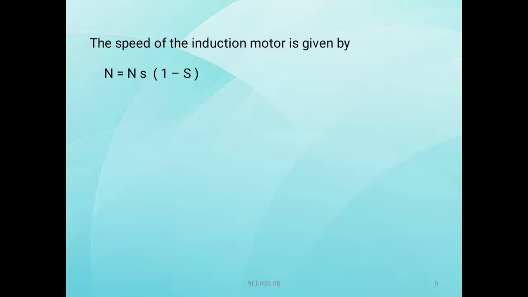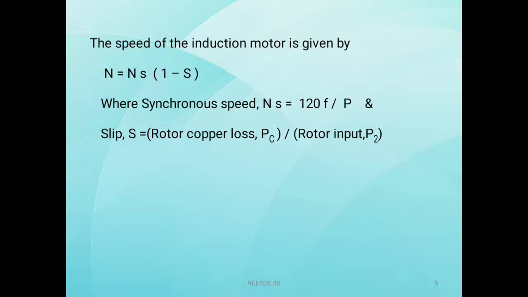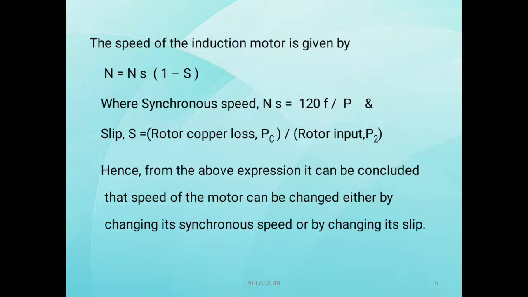The speed of the induction motor is given by N is equal to Ns into (1 minus S). Here N is the speed of the motor and Ns is the synchronous speed of the machine, and here S is the slip, where the synchronous speed Ns is equal to 120 f by P, and slip S is equal to rotor copper losses Pc by rotor input P2.